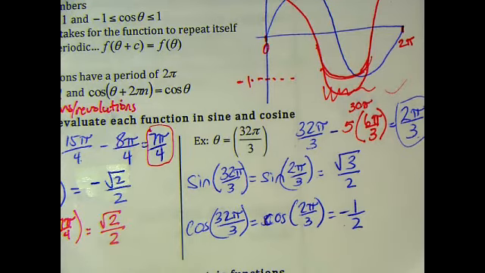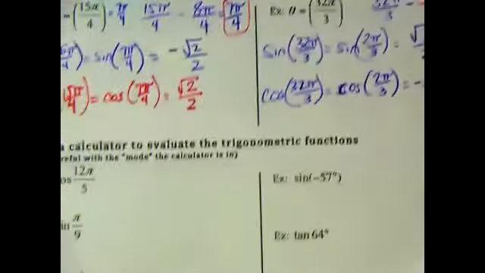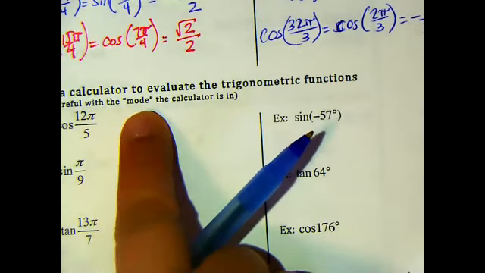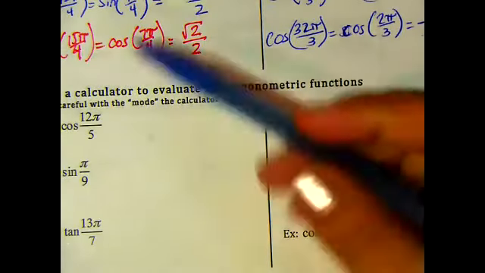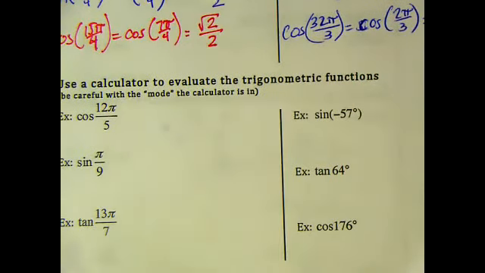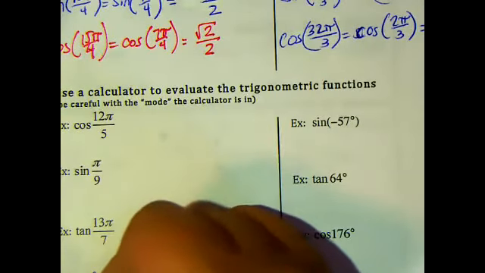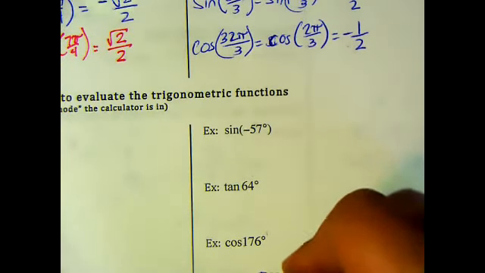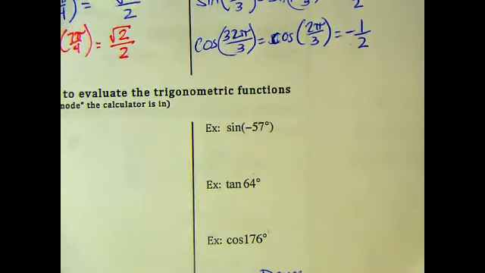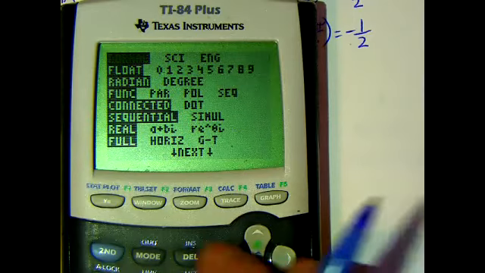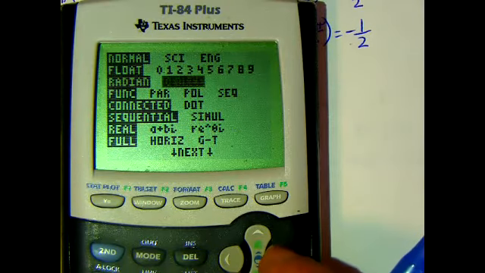And then you have situations like these right here, where you use a calculator to evaluate the trigonometric functions. Be careful with the mode the calculator is in. If you see pi, that means you are in radian mode, right? So this is our radian. And if you see degrees, obviously this is your degree mode. So before you do these three, you'll need to come here and change your radians into degrees.